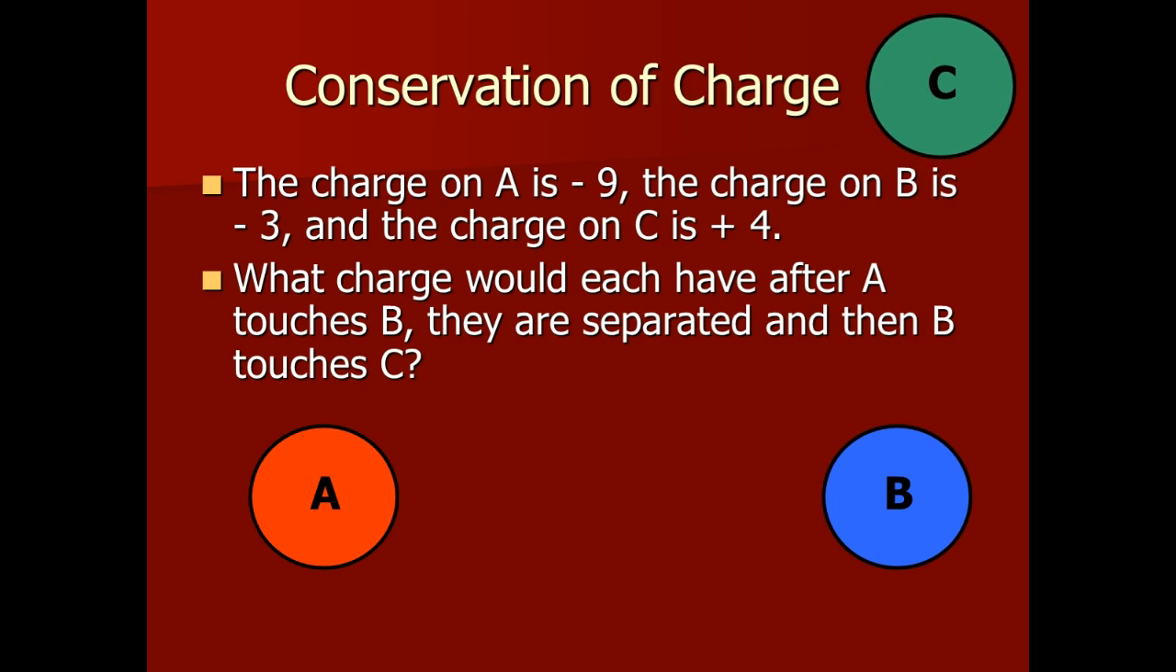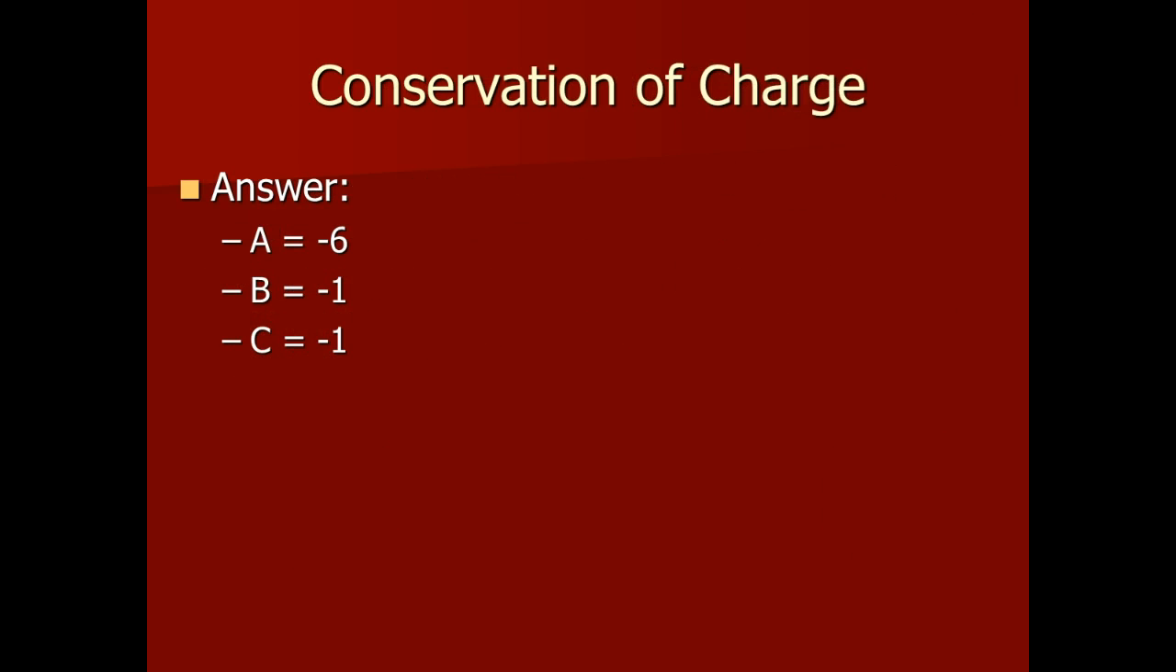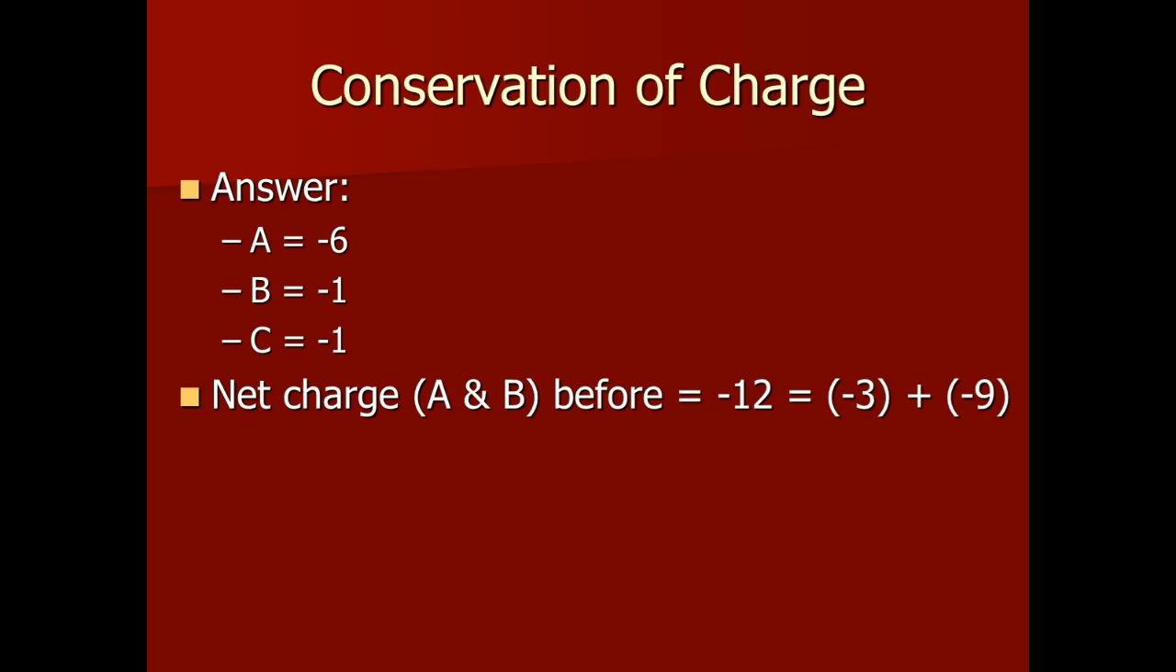When B and C touch, well, I have B at -6 now, and C at +4. -6 plus +4 gives us -2. When they touch and split, I get -1 on each, because -2 divided by 2 gives us -1. So my answers are -6 for A's charge, B has a charge of -1, and C has a charge of -1. So let's look at those again.